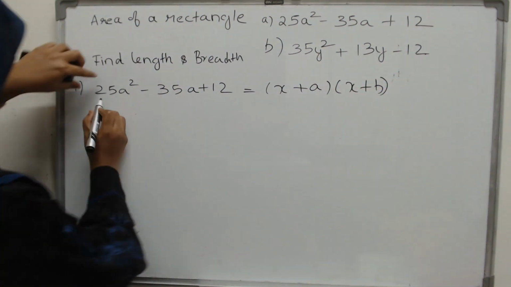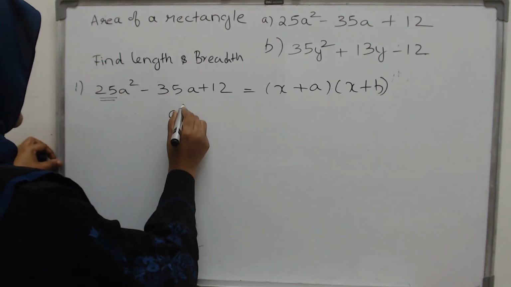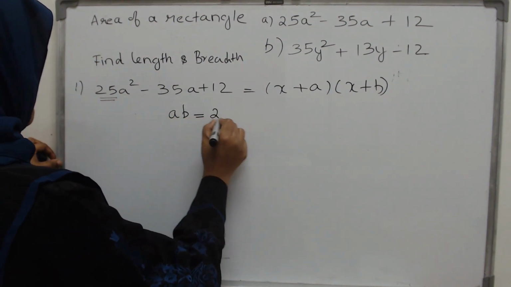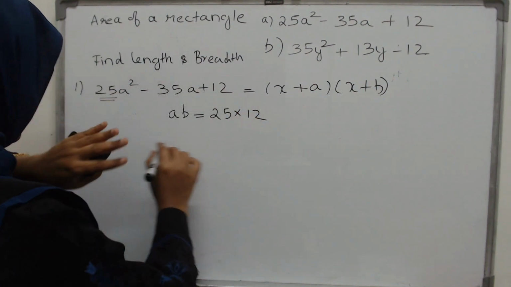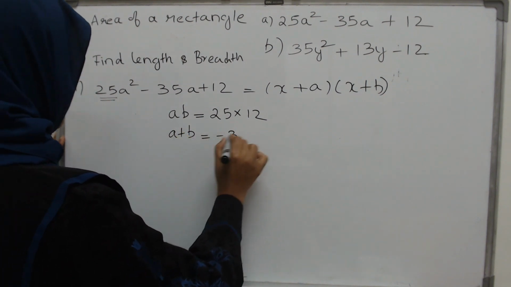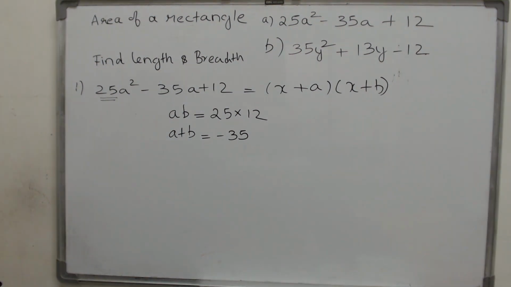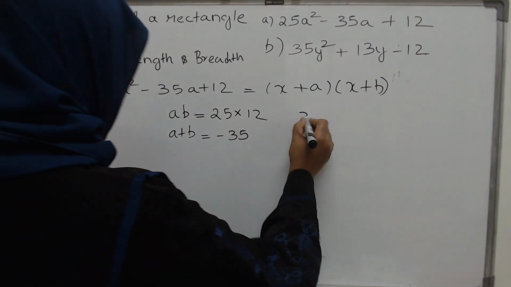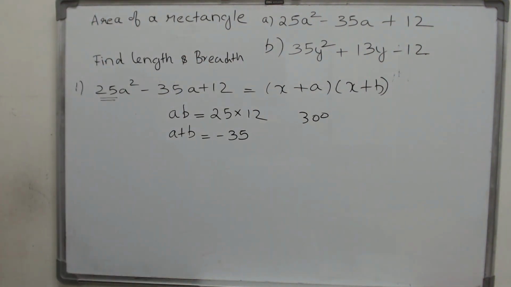Now see the coefficient here, it is 25. So how does it work? We need two numbers which when multiplied give 25 into 12, but the middle part is always the same. There is no drama with the middle part. It is always minus 35. Now you see how big it is going to be. Now 25 into 12 will give you 300. Obviously you cannot start from 1 and go all the way to 300, right?